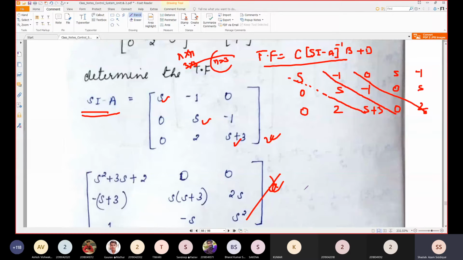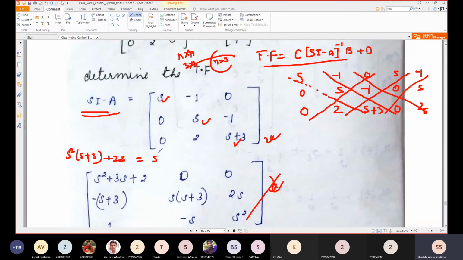So what will be the determinant? I'm writing here. This will be s square into s plus 3, s square into s plus 3, and this will be 0, because 0 is there, so that will be multiplied with the 0. Now again this term will be 0. There's no need to always write the dash, but I'm writing it for your comfort, so try to calculate it orally. This will be minus 2s, so minus of minus 2s will be plus 2s, and this will again be 0.